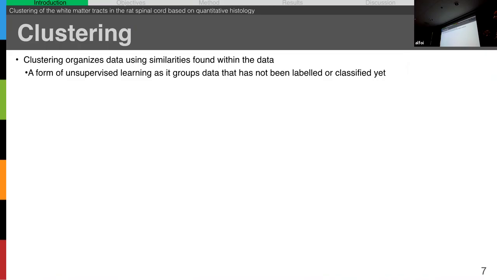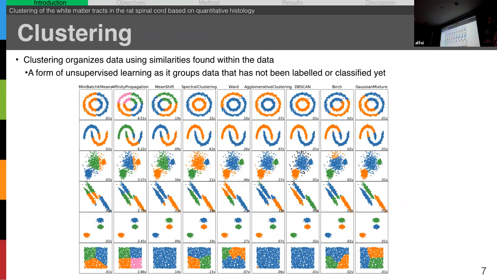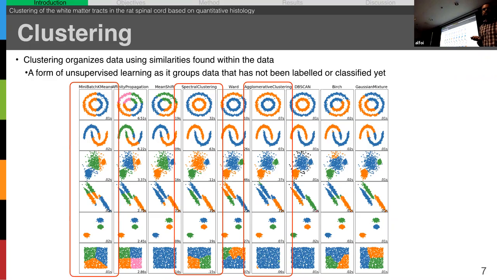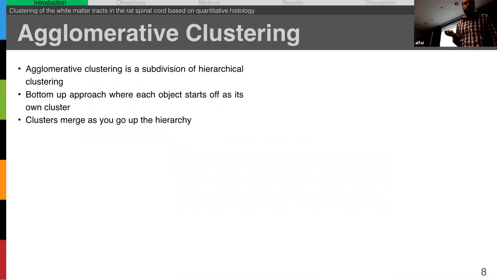And so in order to do that, we apply clustering. Clustering organizes the data using similarities inherent to the input data that you're using. And so it is basically a form of unsupervised learning as it groups the data that has not been labeled or classified yet. And so there are many different types of clustering algorithms that are widely available. What we ended up doing for this study was we actually looked at three, and I'll be mostly focusing on agglomerative clustering because as you'll see in the results later on, it was the one that showed the most promise, but we also did test spectral clustering and k-means clustering as well.